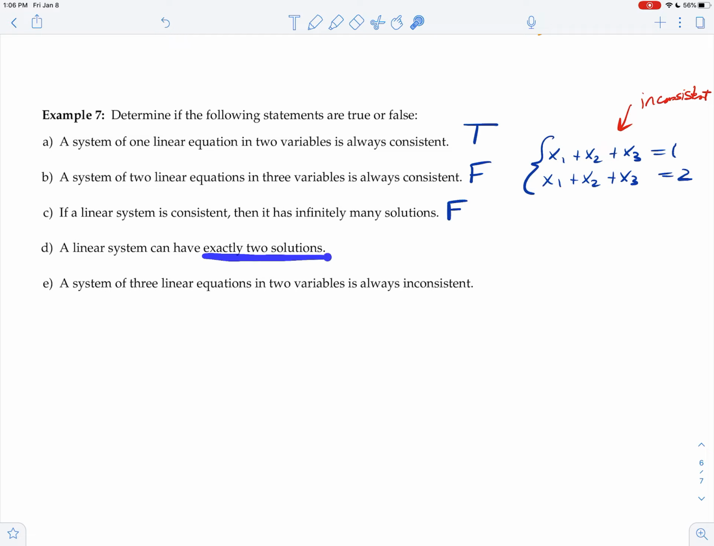A linear system can have exactly two solutions. Now, if you were paying attention and you remember, we said no, there's either one, there's infinitely many, or there's none. So you can't possibly have exactly two.